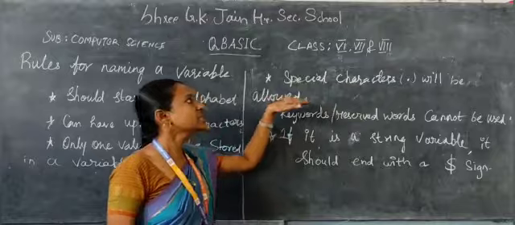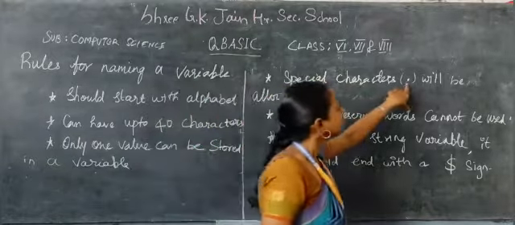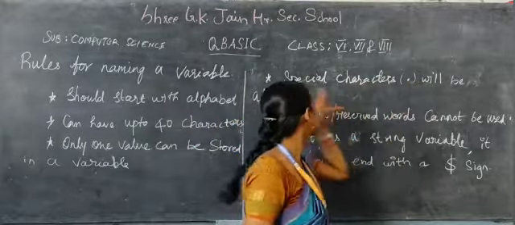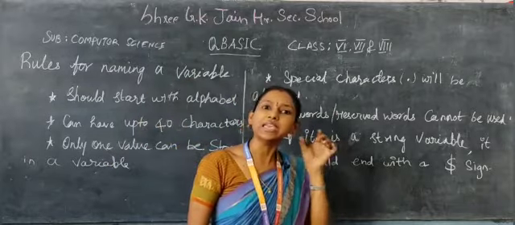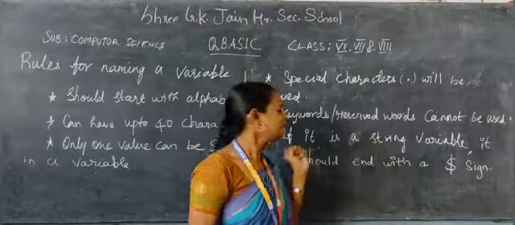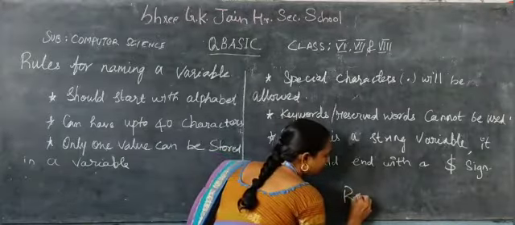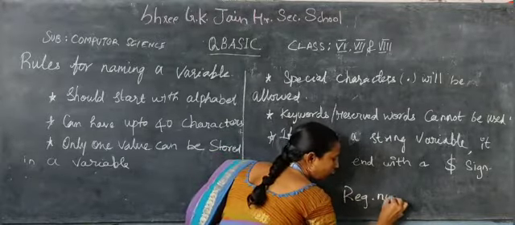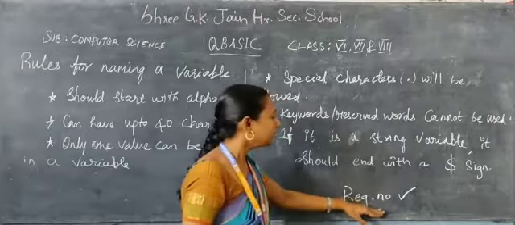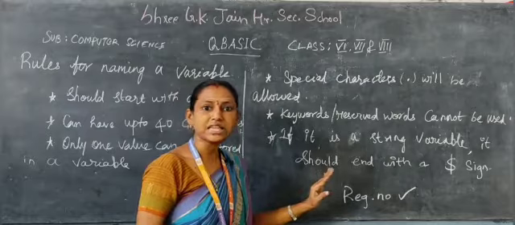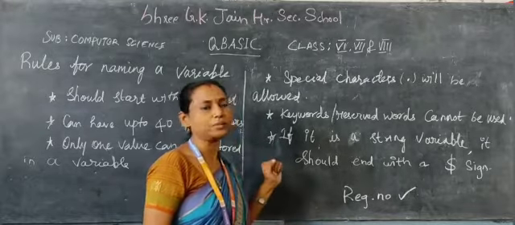And next one is special characters. Only the dot will be accepted when you are naming a variable. For example, if I am giving reg.no, this is accepted as a variable name. But any other special characters cannot be allowed as a variable name.